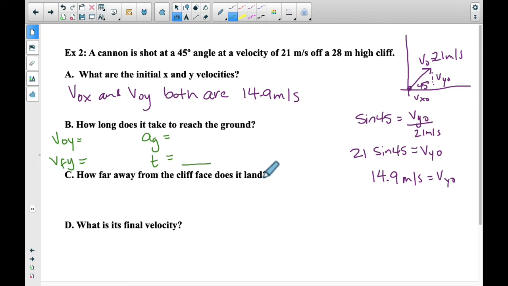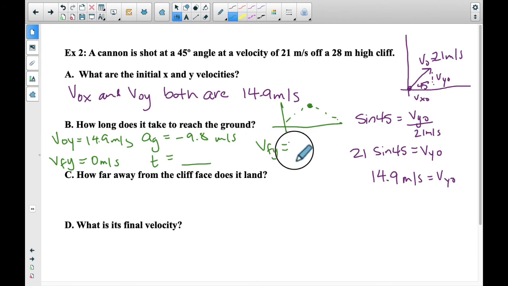Okay, this question, remember, is when I utilize that fact that on its trajectory, when it gets to the top, it has a y velocity of 0. So the final y velocity, halfway up, is 0 meters per second. Its initial, once again, was 14.9 meters per second. I know my acceleration due to gravity, and I'm looking for time. So again, I can just use this equation. My final, I'm using the 0. My initial, I'm using the 14.9. And then acceleration, of course, negative 9.8.